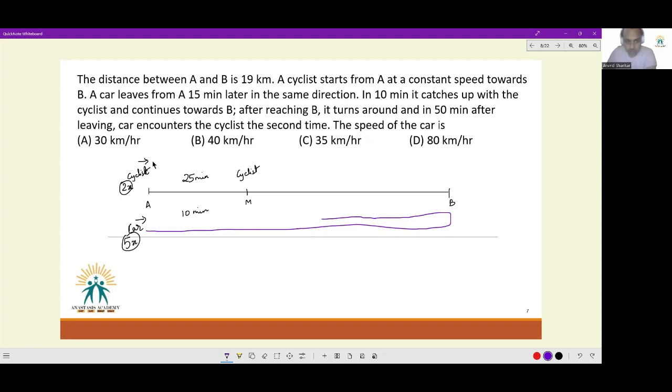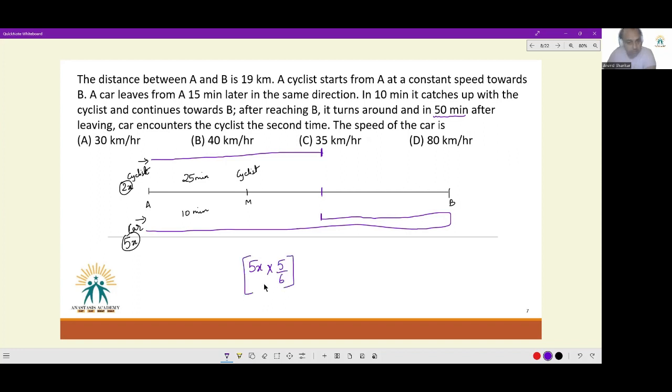What has the cyclist done? The cyclist has continued going forward. Let's say this is the point where they meet for the second time. For how long has the car ridden? The car has been driven for 50 minutes. So with a speed of 5x, the car has been ridden for 50 minutes or 5/6 of an hour.